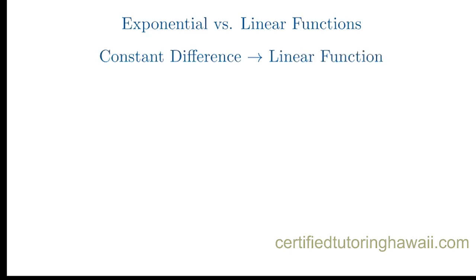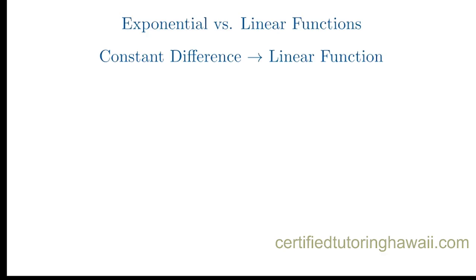A car traveling at a constant speed, say 60 miles per hour, is a linear model. After 1 hour, it's 60 miles away. After 2 hours, 120 miles. After 3 hours, 180 miles. Each hour, the distance increases by 60 miles.